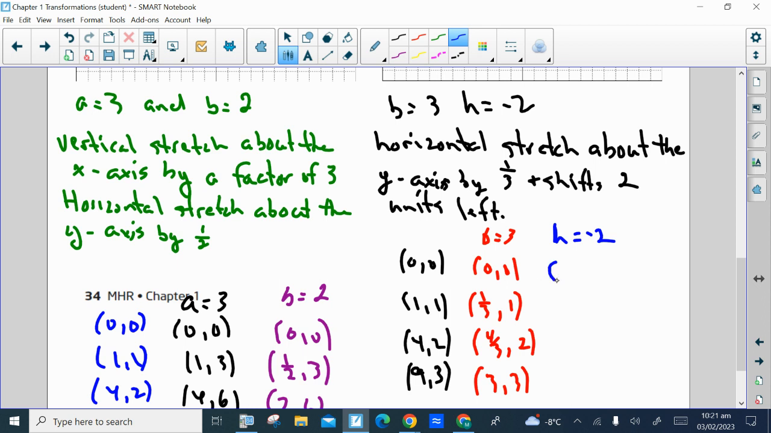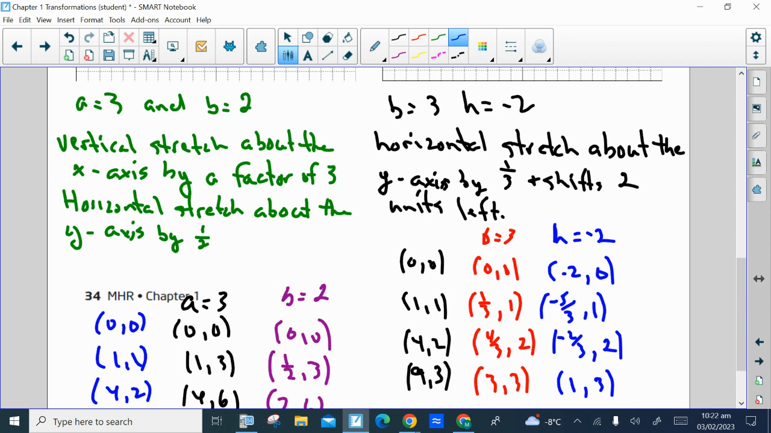So now the first point will change, because when you subtract 2 from the 0, you'll get -2 as an x value. When you subtract 2 from a third, I will write 2 with a denominator of 3, which would be 6/3. So 1/3 take away 6/3 is -5/3. 4/3 take away 6/3 is -2/3. And 3 take away 2 gives us +1. So there's our new points.